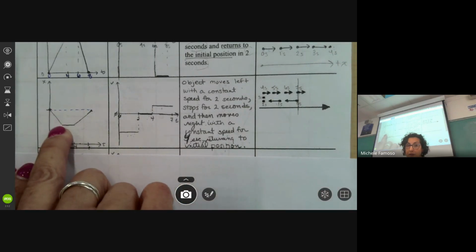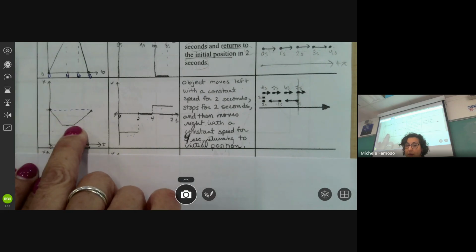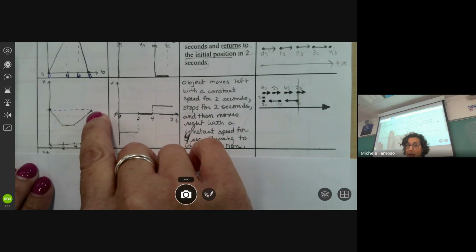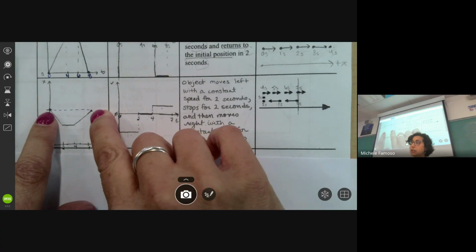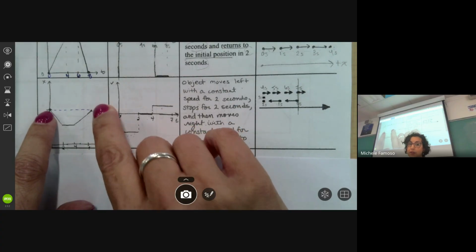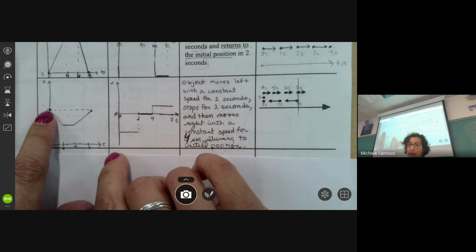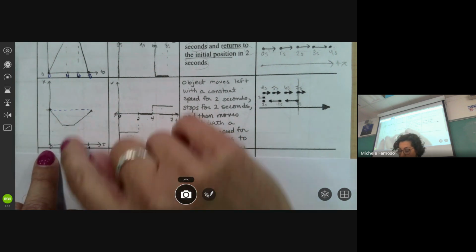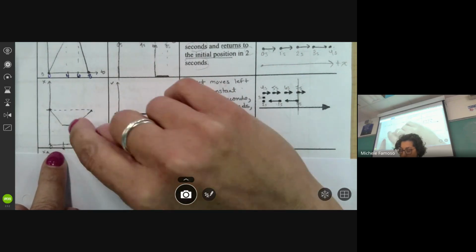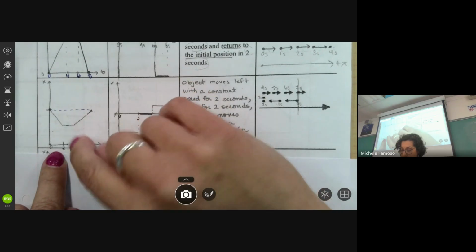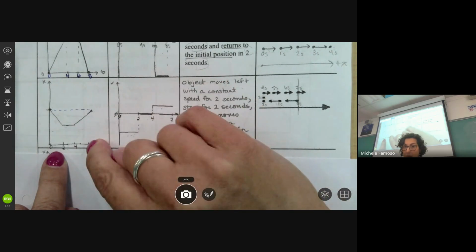It's going left, so negative slope, then a horizontal line, and then a positive slope diagonal line, and that ending point should be at the same vertical height as this point here. So we are at the same position starting and ending. If I put time values, this is 0 seconds. That point there is 2 seconds. This is 4 seconds, and that is 7 seconds.